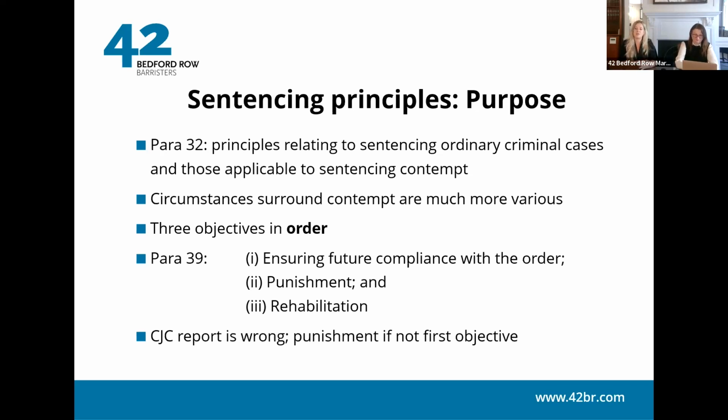And at paragraph 39 of the judgment, 3 objectives were identified, but actually the first was deemed to be the most important and should be in the forefront of the court's mind when sentencing for breach of the injunction, which is predominantly ensuring future compliance with the order, so preventing future breaches and stopping there being future issues surrounding antisocial behaviour that are already protected by that injunction. And then secondary factors are punishment and rehabilitation.